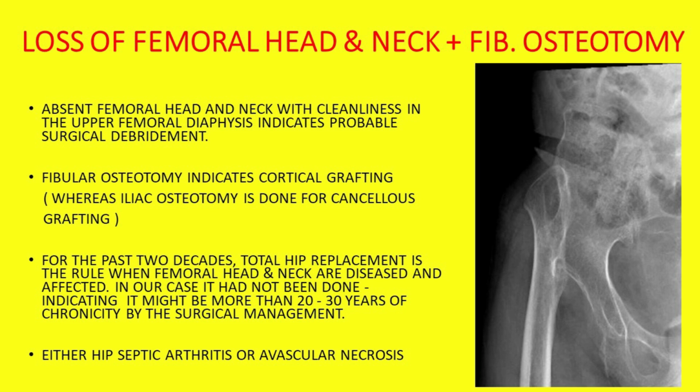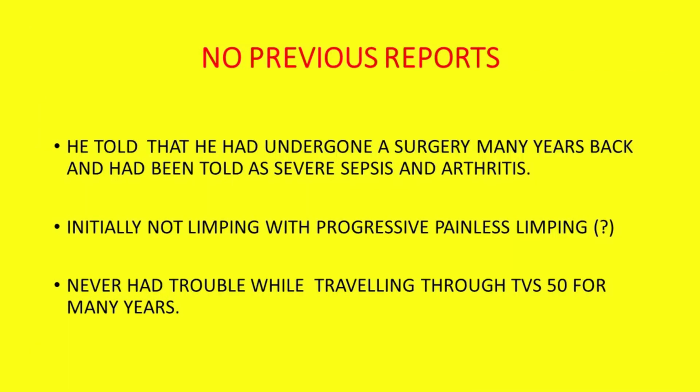Fibular osteotomy indicates cortical grafting, whereas iliac osteotomy usually indicates cancellous grafting. And for 2 decades, total hip replacement has been the rule, which has not been done here, and that indicates that this should be at least 20 to 30 years back. So the diagnosis is usually either septic hip arthritis or avascular necrosis of the hip. The main issue is that the patient had no previous reports, but he told that he had undergone a surgery many years back and had been told it was due to severe sepsis and arthritis. Initially he had no limping. Progressive painless limping has been there for many years. He never had any trouble while traveling on a TVS 50 for many years.